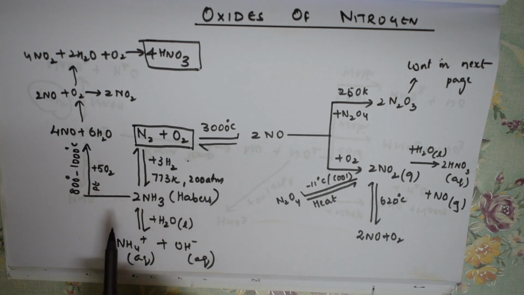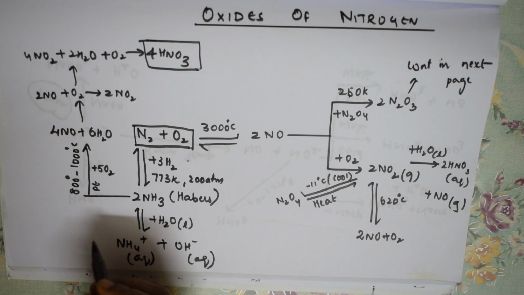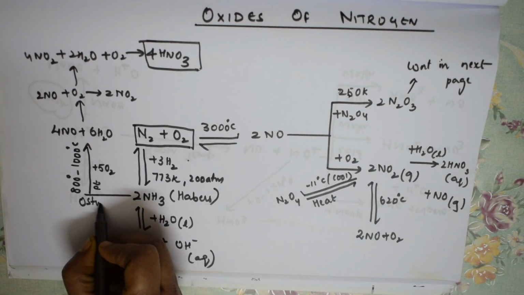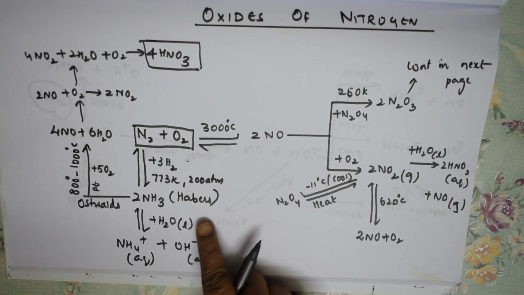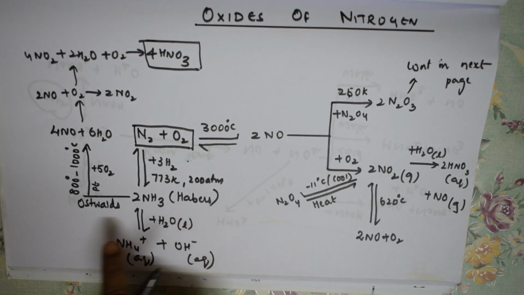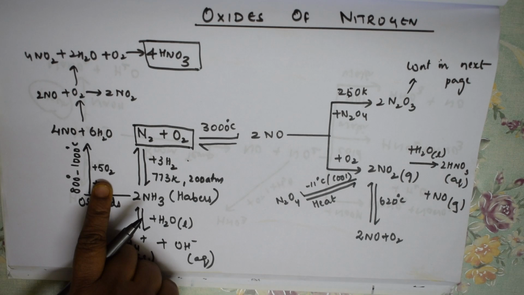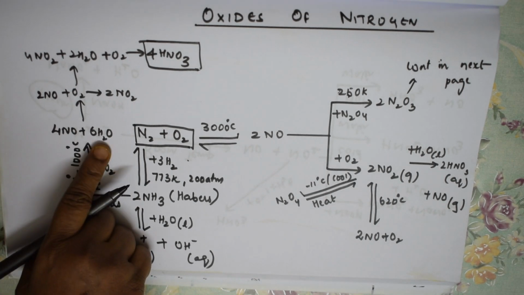Further, I'm going to take the same ammonia, introduce platinum as a catalyst and add oxygen. This whole thing is nothing but Ostwald's process. Ostwald's process is used to prepare nitric acid. Haber's process is used to prepare ammonia. Done? Yes. So first, when you add oxygen, it's going to form nitrous oxide plus water.